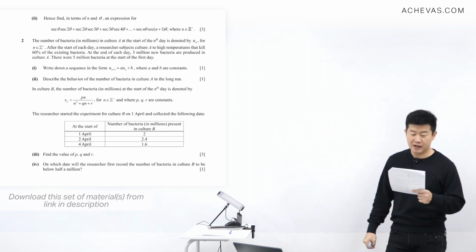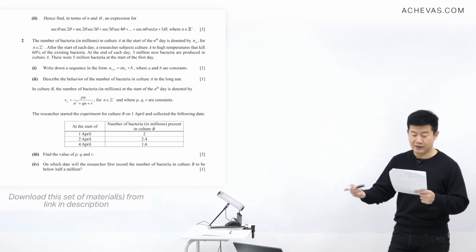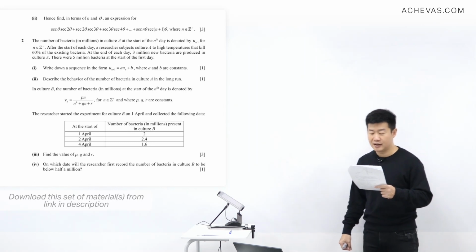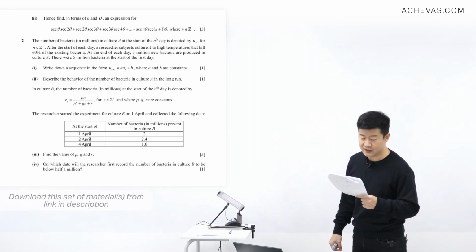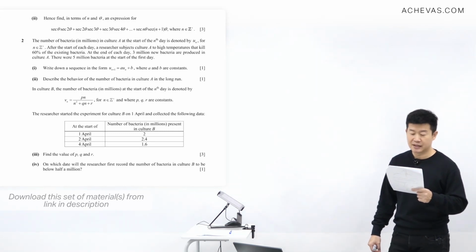After the start of a day, a researcher subjects the culture A to high temperatures that kill 60% of the existing bacteria, which means that 40% is going to be left. At the end of the day, 3 million new bacteria are produced in culture A, and there are 5 million bacteria at the start of the first day, which means that U1 is equal to 5.